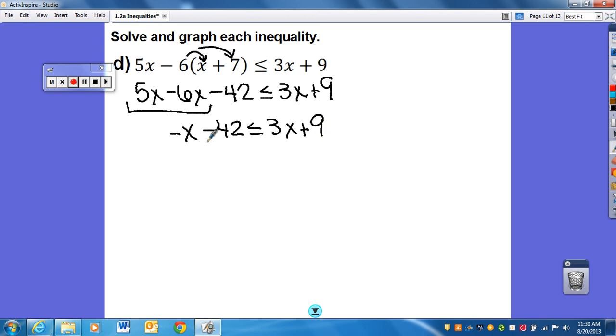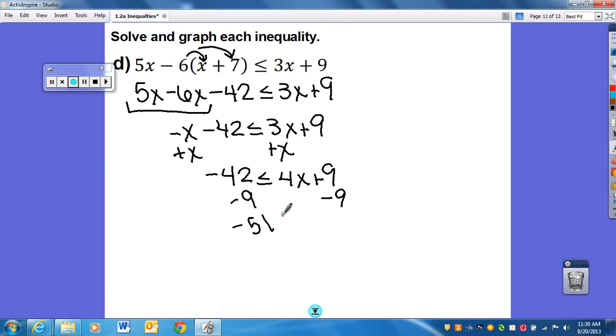Now I need to move one of the x's. Again, like we've talked about in previous videos, it doesn't matter which way to go, but I think I'm just going to add x to both sides, and when I do that, my variable will be positive. So I have negative 42 is less than or equal to 4x plus 9. Now I'm going to subtract 9 from both sides, and I have negative 51 is less than or equal to 4x, and I'm going to divide both sides by 4.